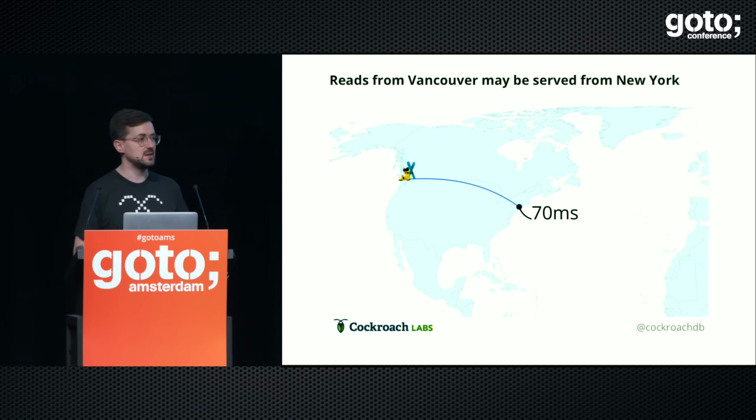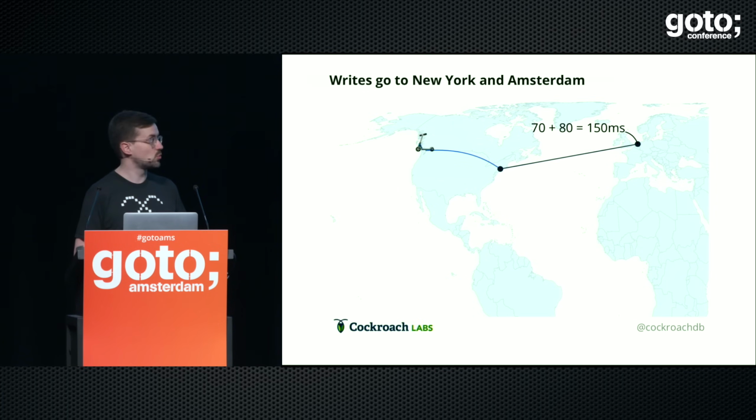And so in a simple global replication setup, your reads can still be good, because if you're reading from Vancouver, for example, then that read can be served from New York. You're still not crossing an ocean, and so that can be done within about 70 milliseconds. But when you want to write, this is more complicated.